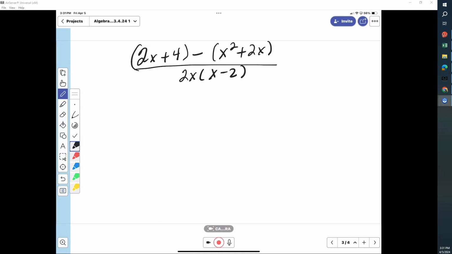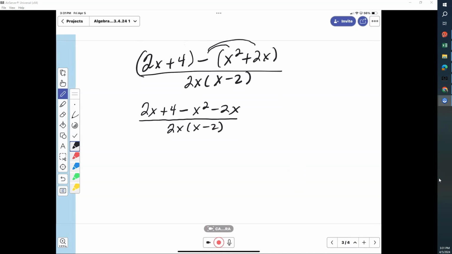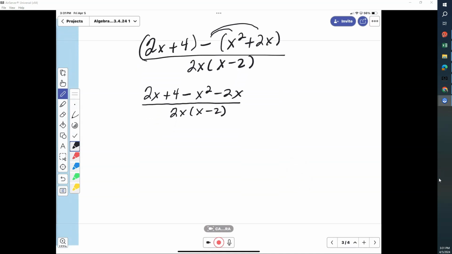So I'm going to go ahead and simplify here. So I have 2x plus 4 minus x squared minus 2x. And what I did here is I distributed the negative. We have a negative times x squared, and then a negative times 2x, over the denominator, which is 2x times x minus 2. What we're going to do now is simplify the numerator. So we know that 2x minus 2x is 0. And you're left with 4 minus x squared over 2x times x minus 2.